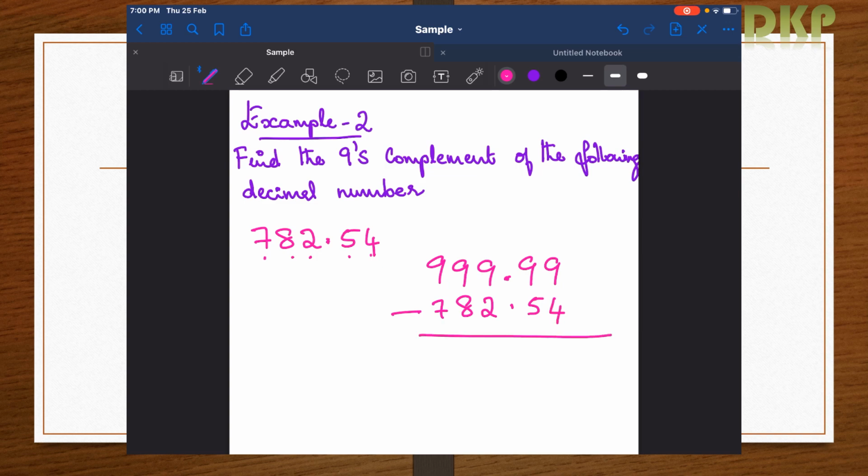9 minus 4 is 5. 9 minus 5, 4. Then a decimal point. 9 minus 2 is 7. 9 minus 8, 1. And 9 minus 7, 2. So this is the nines complement of 782.54.